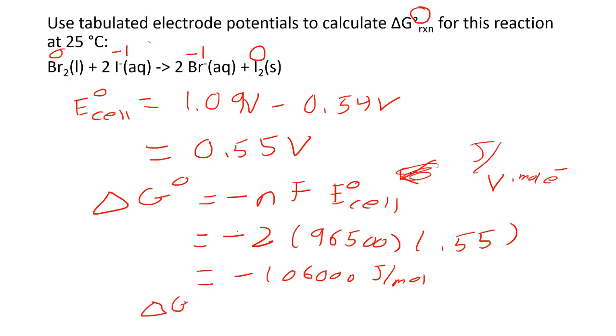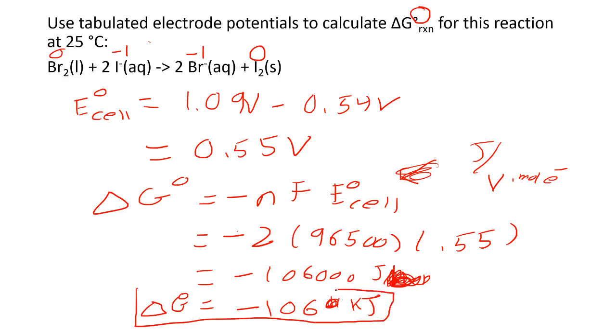You could leave it in that if the problem doesn't ask for a specific unit, but I like to report my delta G's in kilojoules. I didn't have this mole here either, because we dealt with that already. That was the moles here and moles of electrons here. So we have negative 106 kilojoules. It's going to be our delta G value.